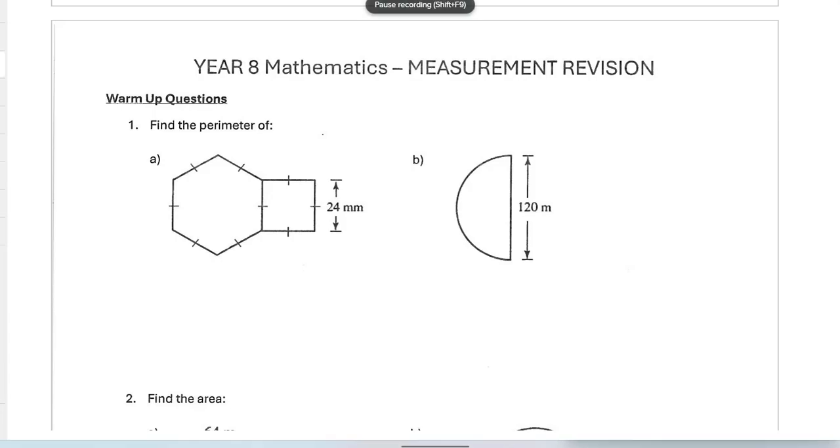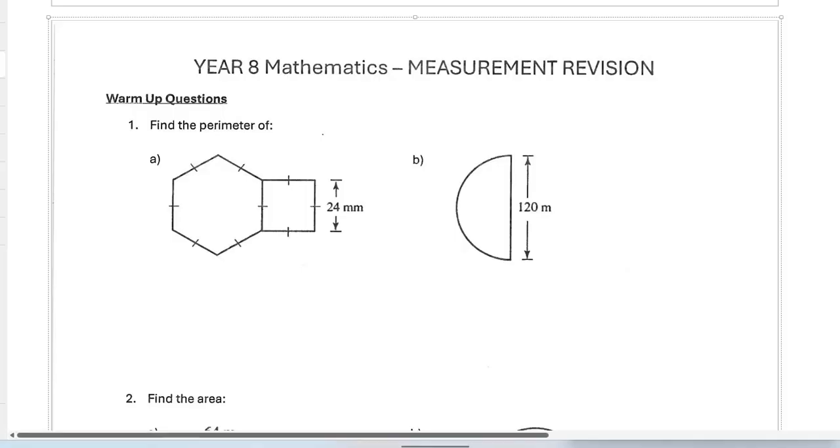Hello, Year 8. Today we are continuing with our yearly revision. Our new topic for the lesson is on measurement, which involves perimeter, area, surface area, and volume. Okay, so we have a few warm-up questions just to refresh your memory.